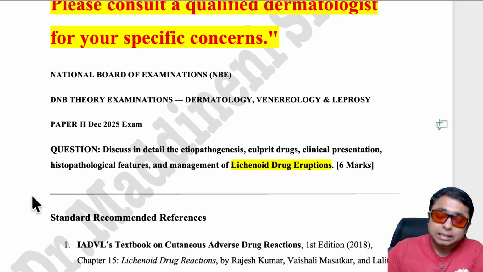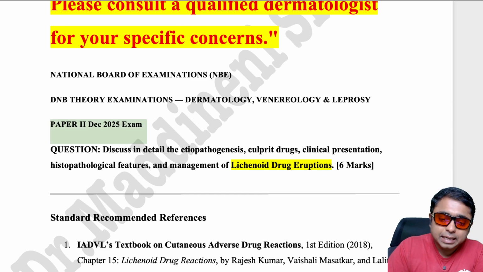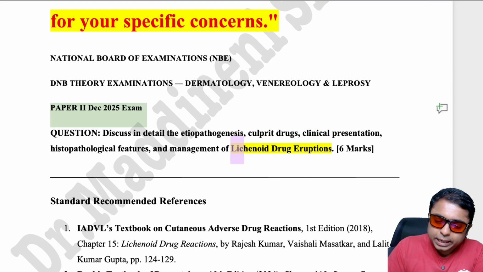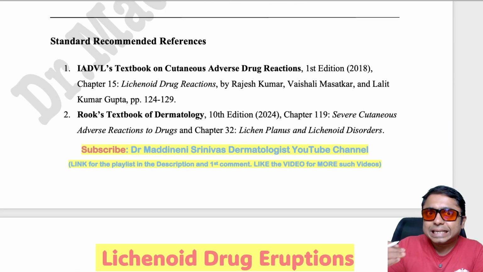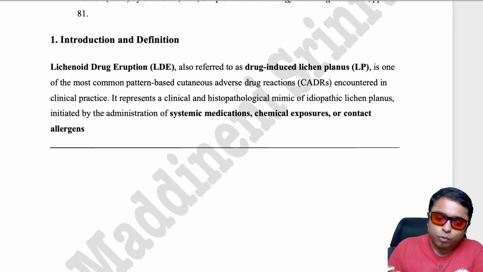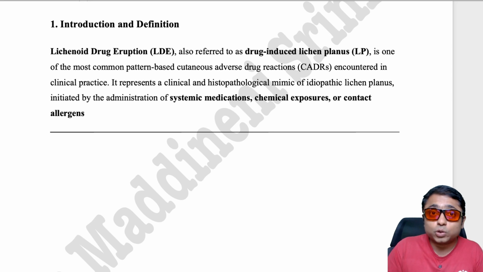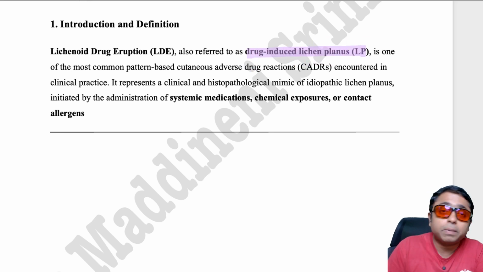So this was a theory question in the DNB exam 2025. Only lichenoid drug eruption was given as a 6 marks question. So let us see this from all these sources. What is this lichenoid drug eruptions? It is also called drug-induced lichen planus.